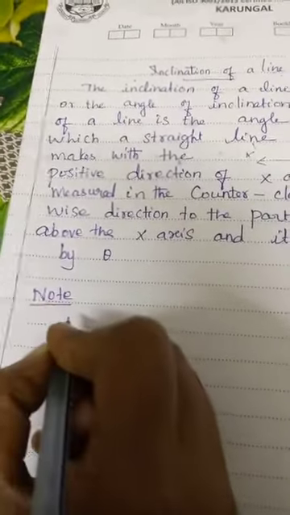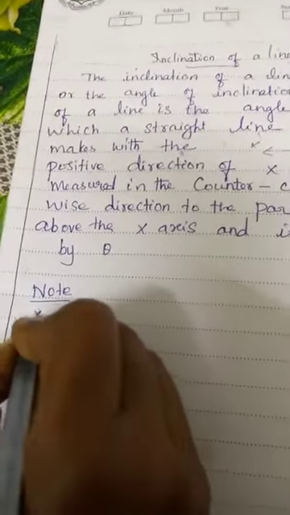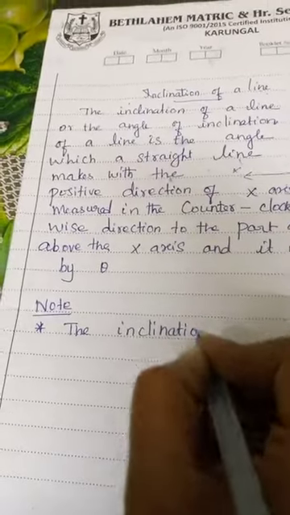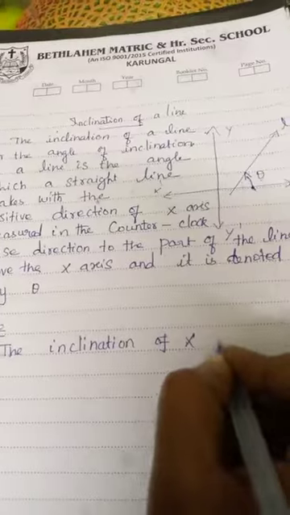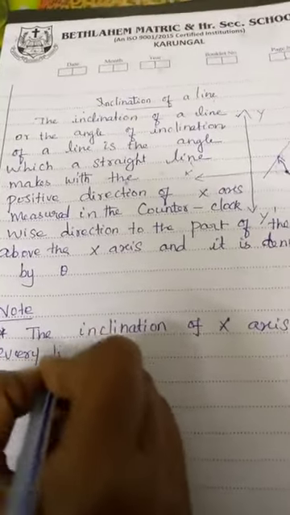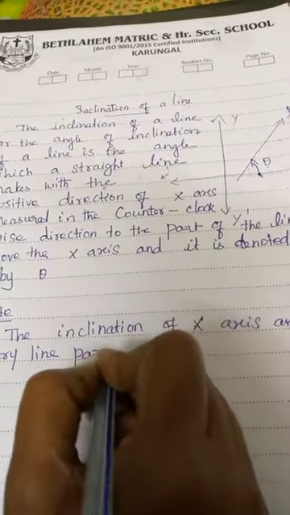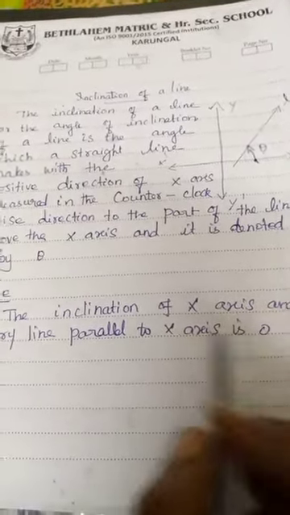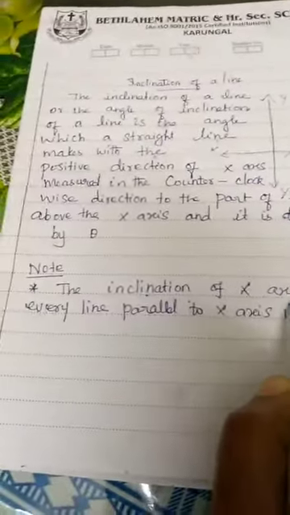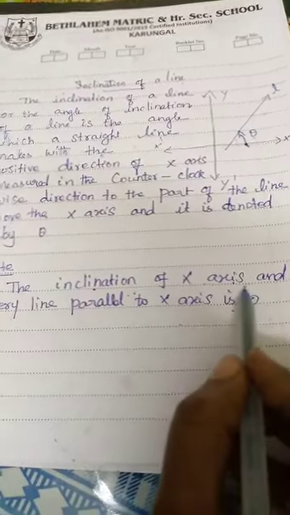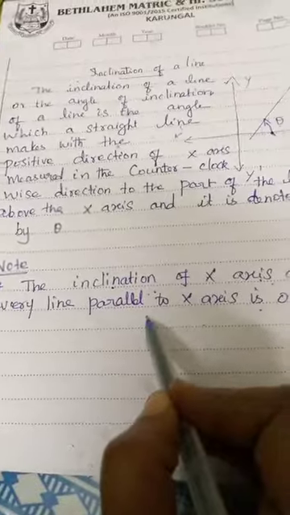There are two notes, so you should write. Sometimes it can be asked for one word, so you should learn. The first one: the inclination of x-axis and every line parallel to x-axis is zero. That means the inclination of x-axis is zero, as well as the lines which are parallel to x-axis.